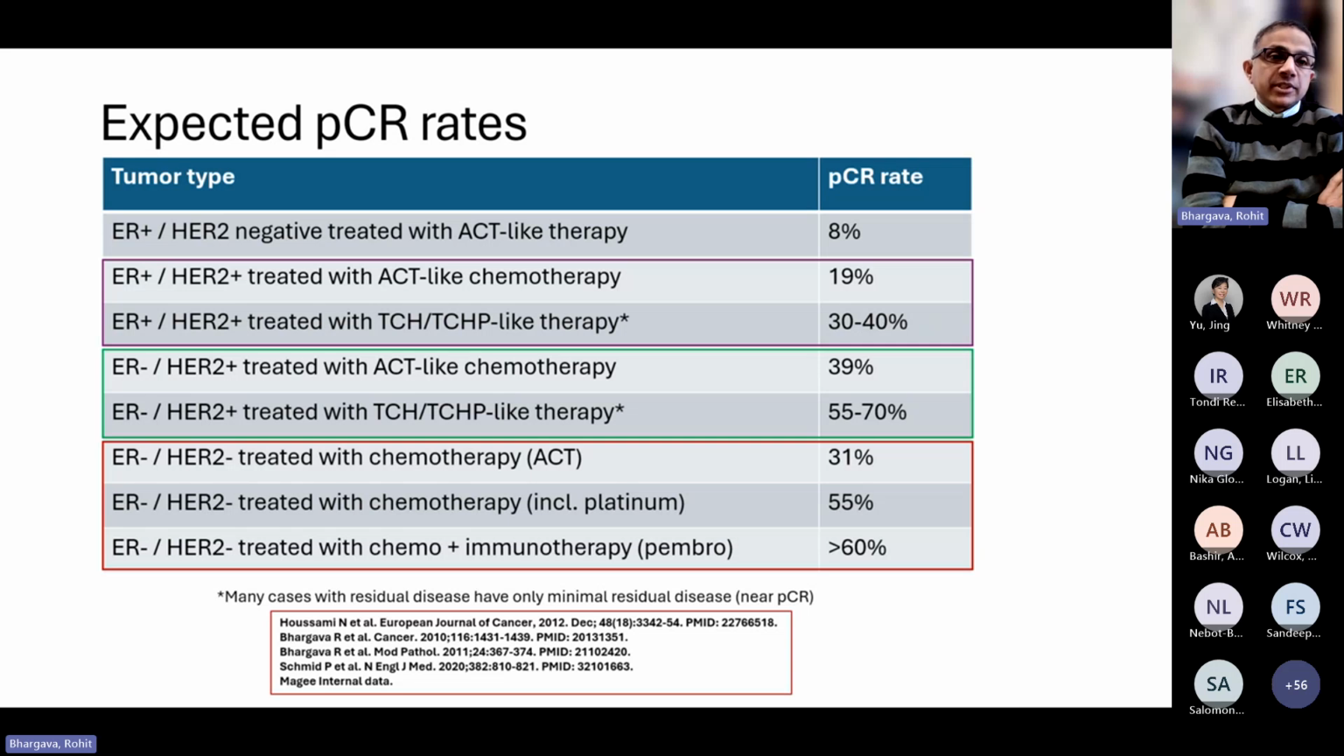Based on the hormone receptor status and the therapy used, the PCR rate can vary. But today our focus is on ER positive HER2 negative, and as you can see with an adriamycin, Cytoxan, and taxane-based chemotherapy, for unselected ER positive HER2 negative tumors, the PCR rate is always less than 10%. And that's what medical oncology colleagues are always interested in: which ER positive HER2 negative tumors will benefit the most from chemo.